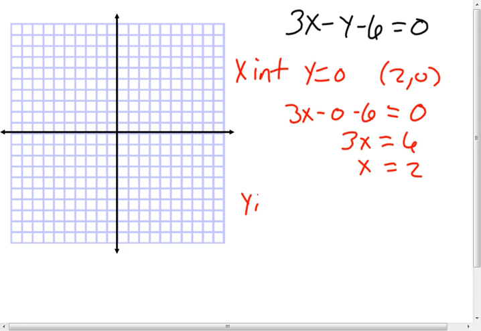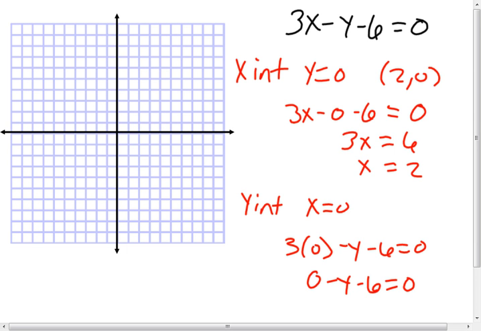For the y-intercept, we're going to let x equal 0 and plug it in. So 3 times 0 minus y minus 6 equals 0. 0 minus y minus 6 equals 0. Solving for y, minus y equals 6. And then you can't leave it as a minus y, it has to be a plus. So y equals negative 6.